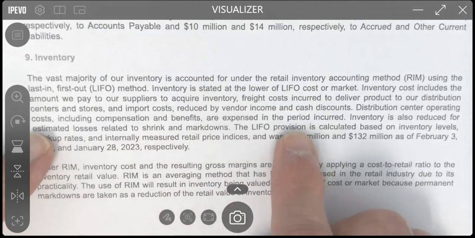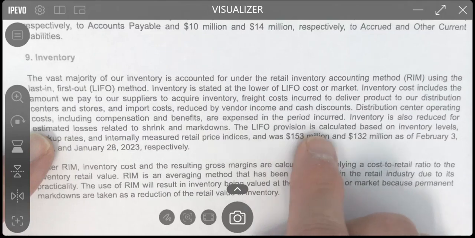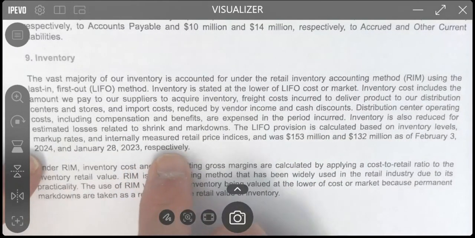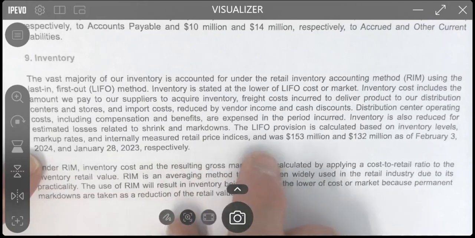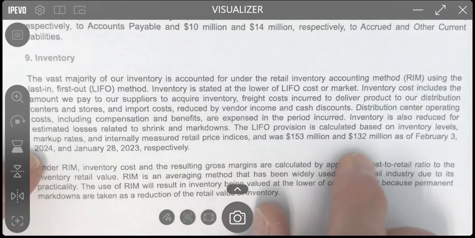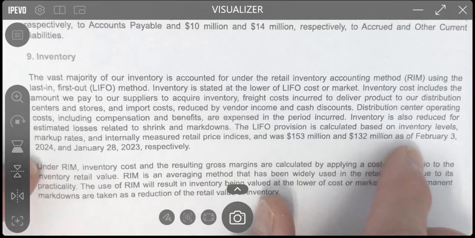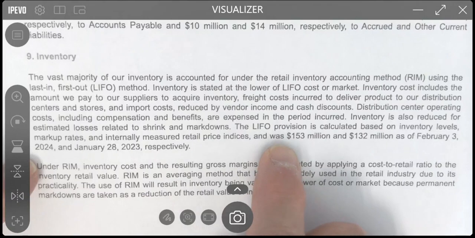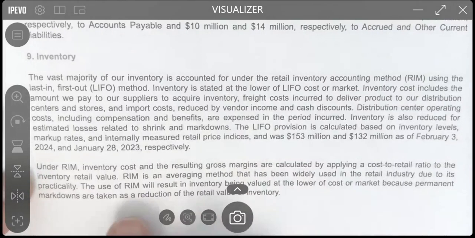The LIFO provision, you're going to learn what that means, is calculated based on inventory levels, markup rates, and internally measured retail price indices. The LIFO provision was $153 million and $132 million as of the end of the last 2 fiscal years, respectively. Again, you're going to learn what that means in this course.